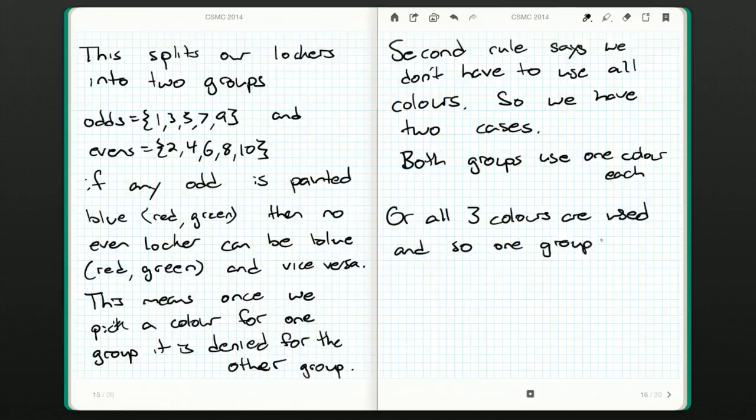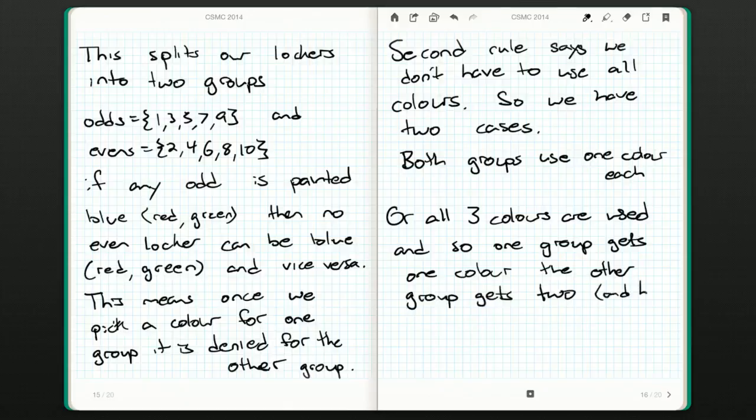And that means that one group gets one color, the other group gets two, and has to use both. Right? We can't say the evens get blue and the odds get red and green, and then have the odds be painted all red. Then they're not using both red and green, and that's actually this first case where both groups use one color each. So these are our two cases.